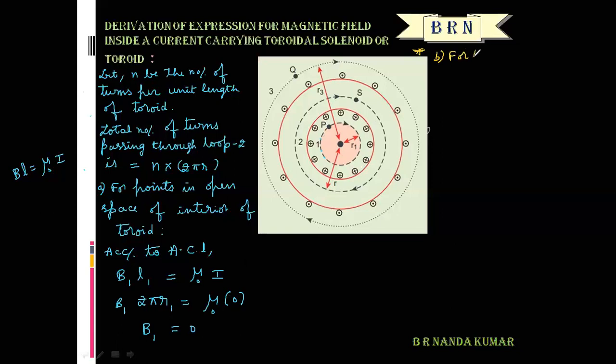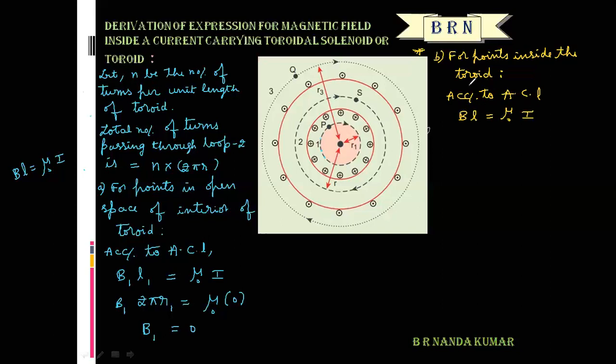For points inside the toroid. Again, according to Ampere's circuital law, the magnetic field B vector is directed along the tangent to every point on the perimeter L of a closed curve, and its magnitude is constant along the curve. It means B L is equal to mu naught I.